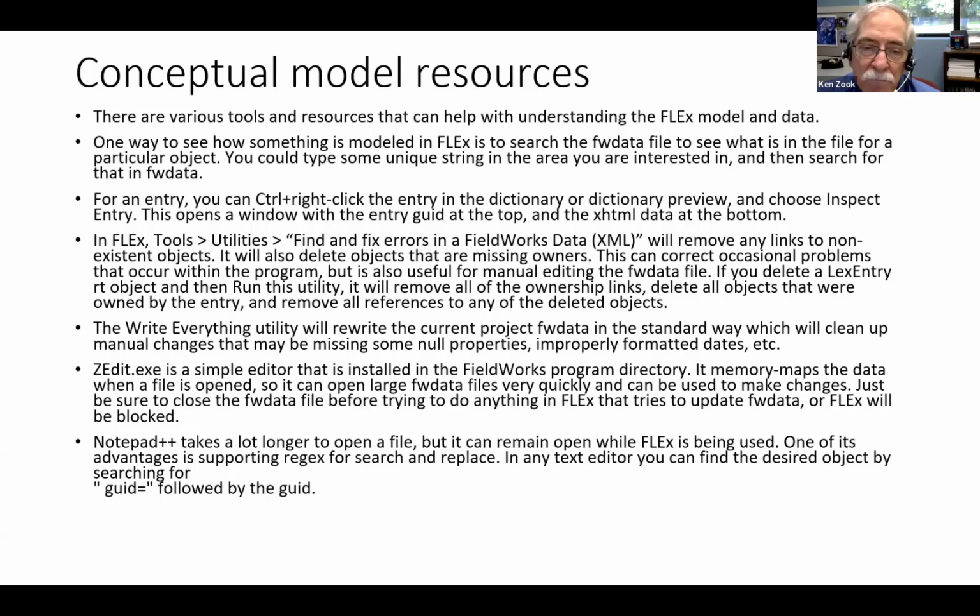For an entry, you can control right-click the entry in the dictionary or dictionary preview and choose Inspect Entry. This opens a window with the entry GUID at the top and the XHTML data in the bottom. So that's one way to get a GUID for an entry.